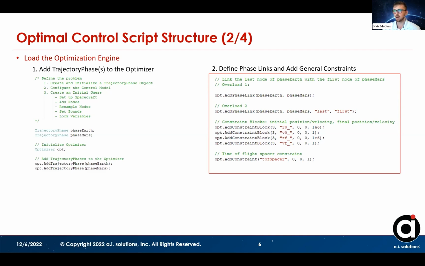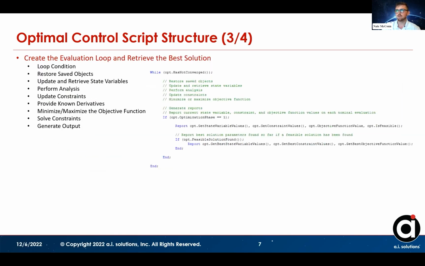So we've defined our problem, we've loaded the optimization engine, we've added our trajectory phases to the optimizer, and we've defined any phase links if we're trying to create a continuous trajectory arc. We've added our general constraints, and now we need to go ahead and create the evaluation loop. Once defined, the problem must be loaded into a third-party optimization library. FreeFlyer includes built-in support for IPOpt and NLOpt.